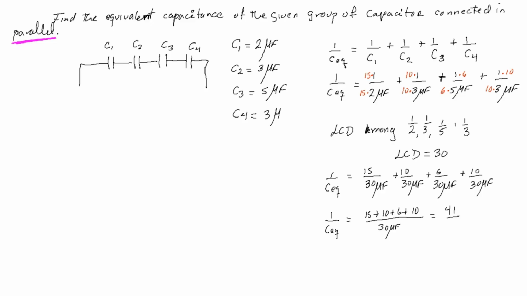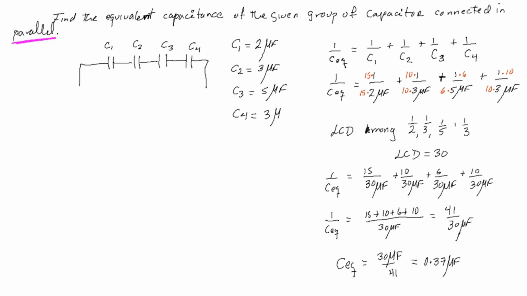So if 1 over the equivalent capacitance is 41 over 30 microfarads, to get the equivalent capacitance you flip both fractions. Flipping 1 over the equivalent capacitance, you get the equivalent capacitance, and flipping 41 over 30 microfarads, you get 30 microfarads over 41. When you divide 30 by 41, the equivalent capacitance is going to be 0.37 microfarads. And there you have the equivalent capacitance of these 4 capacitors connected in series.